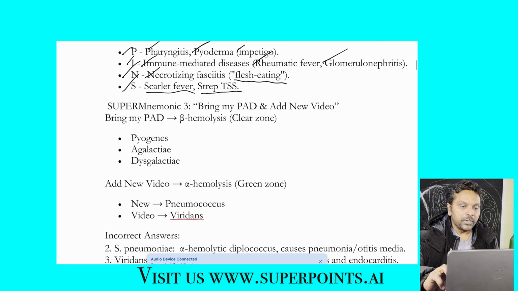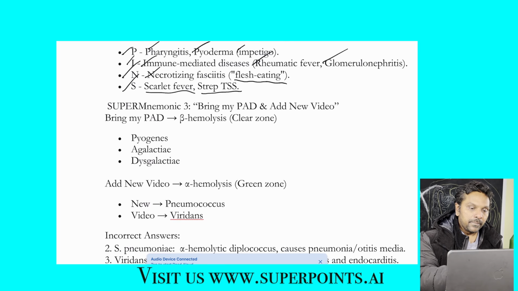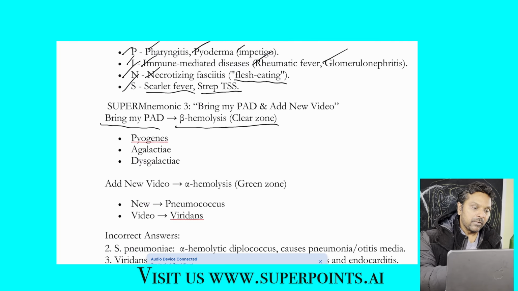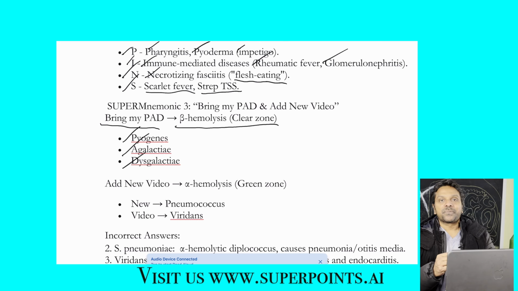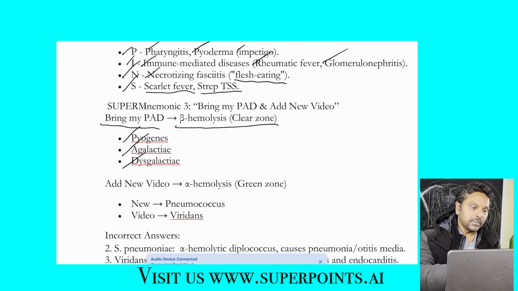Another mnemonic I use that is extremely helpful is BRING MY PAD, that is for beta hemolysis. B here is for beta hemolysis. PAD for the three: pyogenes, agalactiae, dysgalactiae. So BRING MY PAD, that helped me a lot in my exam. So BRING MY PAD: beta hemolysis is seen in Streptococcus pyogenes.